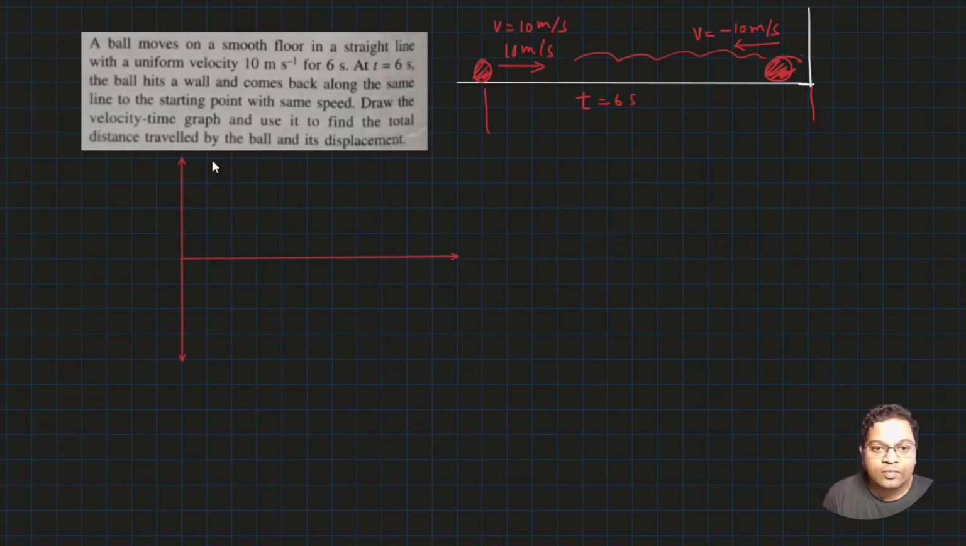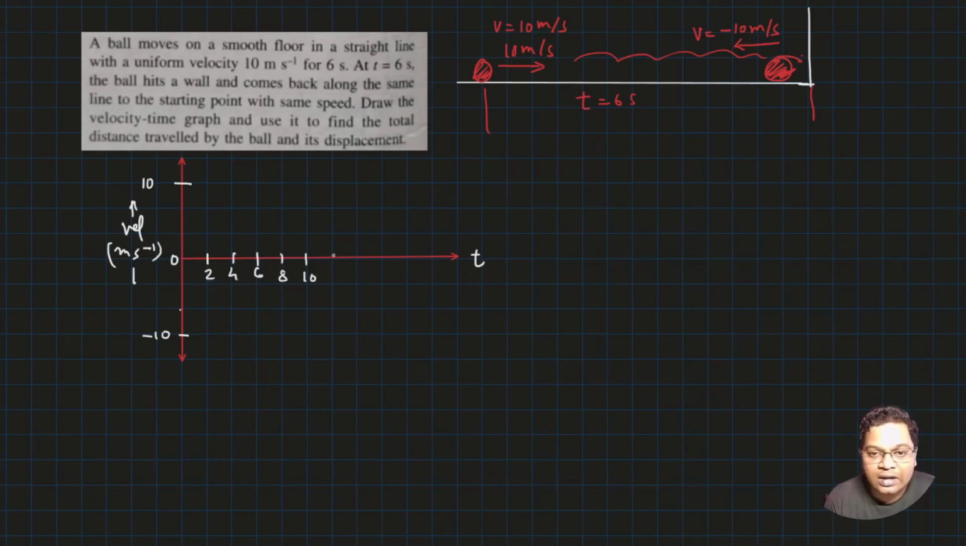In this graph, we can represent this as 10. Okay, so this is velocity meter per second. And this we can represent as negative 10. And this is time. So we can represent time as 2, 4, 6, 8, 10, 12, 14.